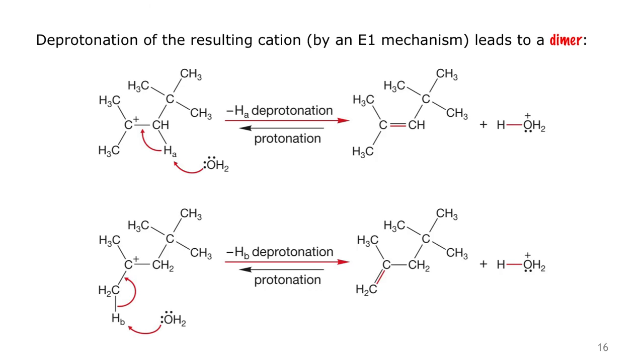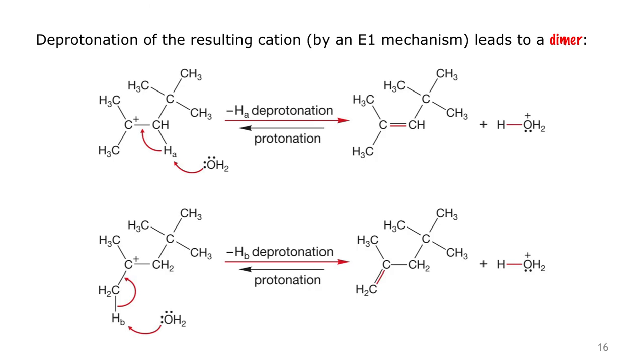This is a mechanism we learned earlier. In the E1 mechanism, once you form the carbocation, if you deprotonate on one of the beta carbons, we can deprotonate here, we can deprotonate over here. Water is probably the strongest Bronsted base in these systems and would be the base that deprotonates them. And you can see we lead to these two alkene products and probably would produce the more substituted alkene preferentially. And that's how the dimers are formed in those reactions.